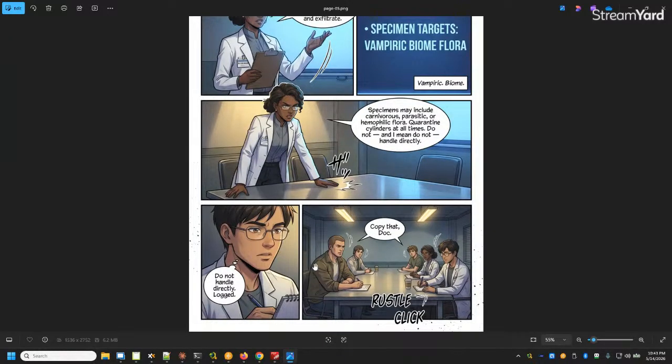Now this is supposed to be Andre. I don't know how he turned white, but he's white here. Blame that on GPT 5.5. Do not handle directly, log. Copy that, doc. And again, all the team, besides the head scientist, who is also sitting down at the table, and she's standing up at the head of the table. Okay, cool, cool, cool. Everyone turned white for a panel. That's fine.